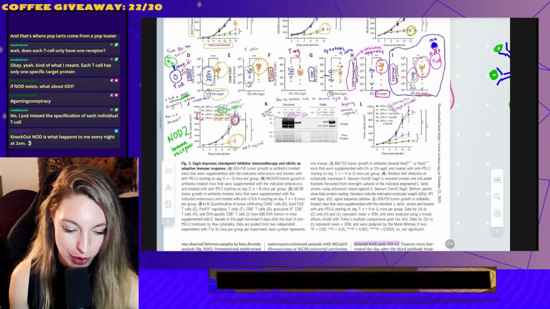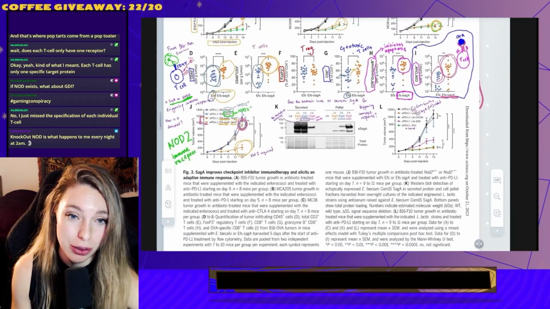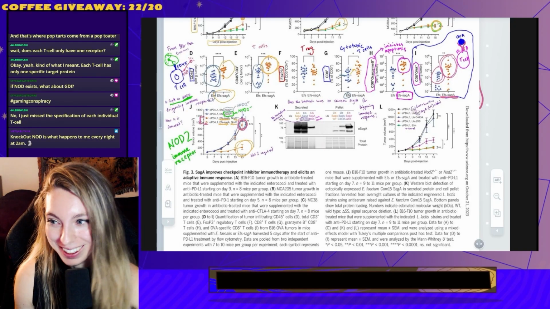Okay, also, if you're wondering how long this paper is, we're basically about to do the last figure. So we're almost done. I know this has been a lot.